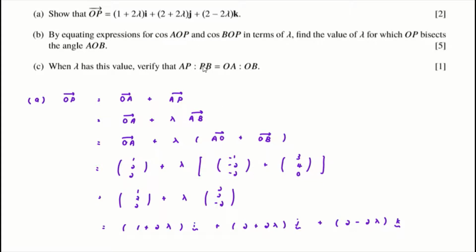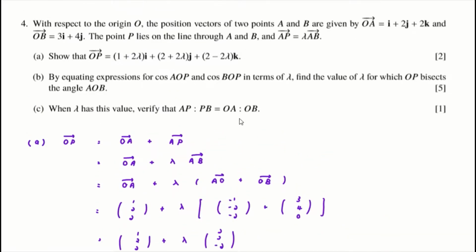Now part B: by equating the expressions for cos AOP and cos BOP in terms of lambda, find the value of lambda for which OP bisects the angle OAB. In this case, you can imagine this is the line for AOP. When you look at the cosine, you should know that you need to do the scalar product. For the scalar product, you should use OA and OP, and for the other angle you are doing OB and OP. So that's the idea.